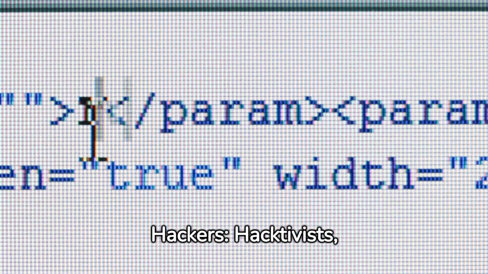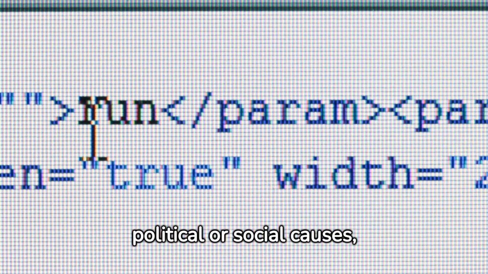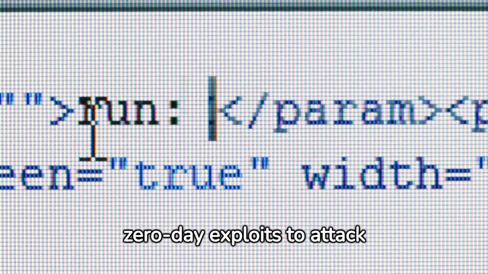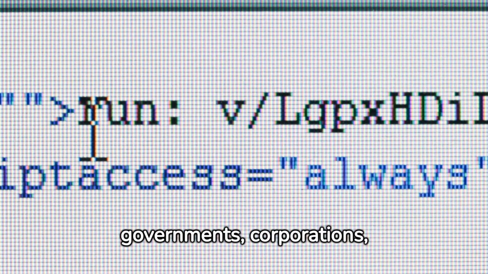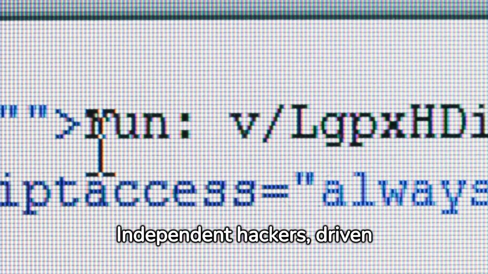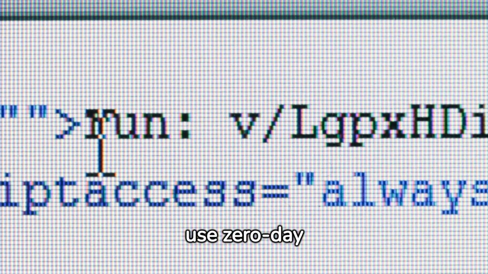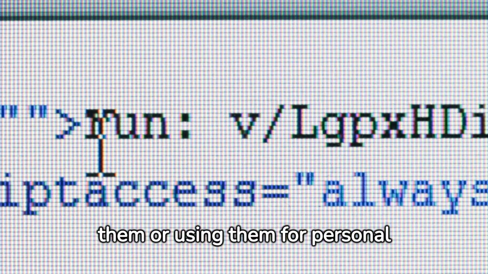Hacktivists and independent hackers. Hacktivists, motivated by political or social causes, have also utilized 0-day exploits to attack governments, corporations, or other entities they oppose. Independent hackers, driven by various motivations, can also discover and use 0-day vulnerabilities, sometimes selling them or using them for personal gain.